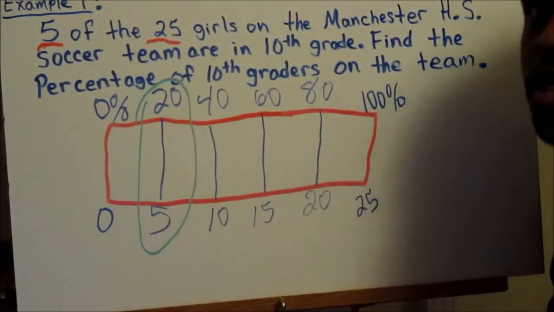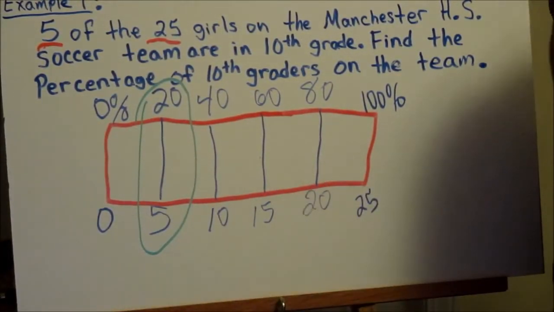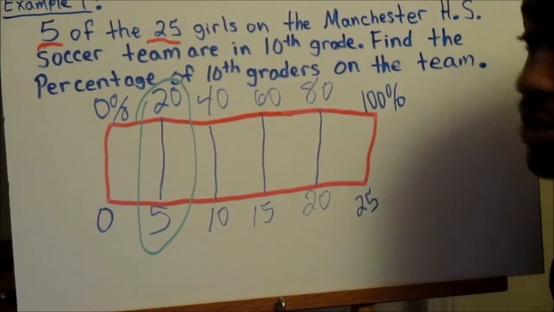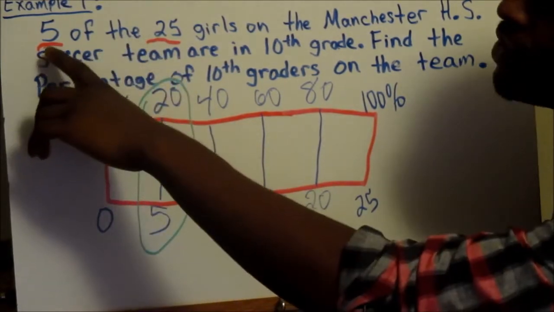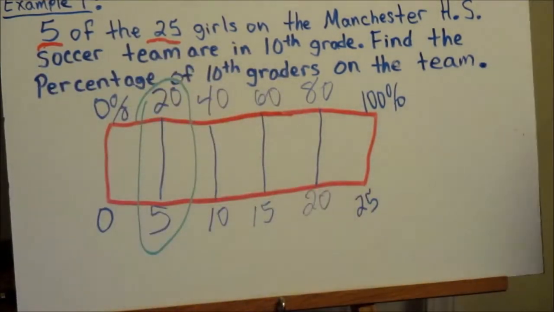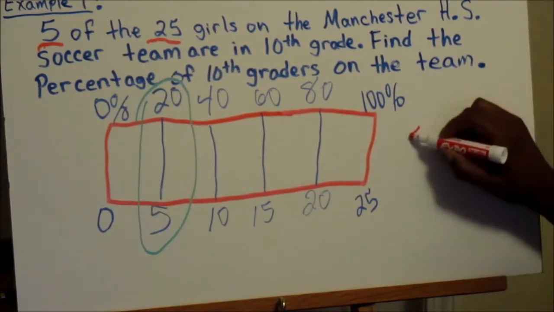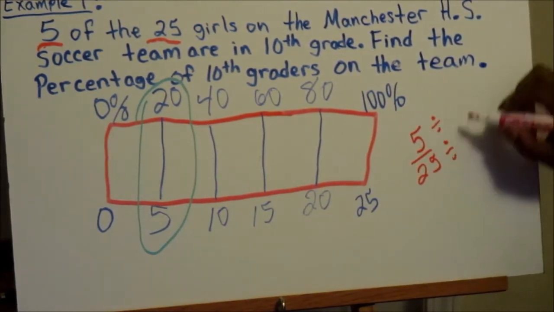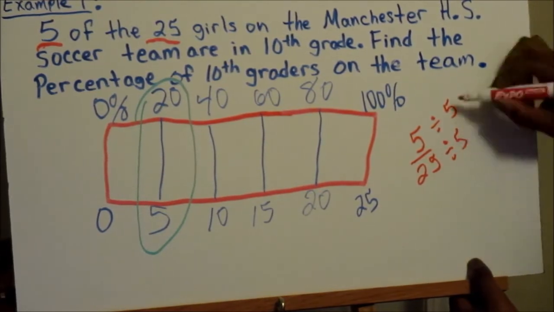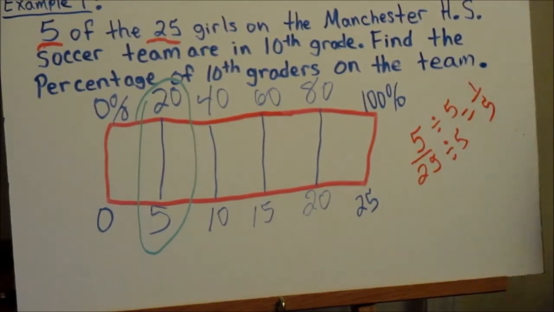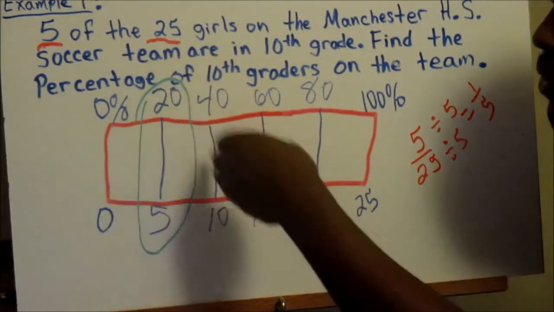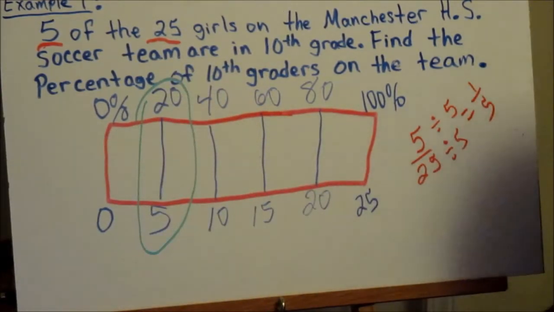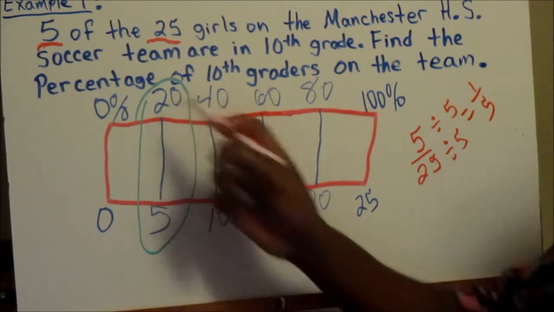I wanted to take a second to zoom in and explain why we divided our bar into 5 pieces. Well, 5 is 1/5 of 25, and we'll see that if we put 5 out of 25. If I simplify that by reducing by 5, I would get 1/5, which lets me know that I would divide my fraction bar into fifths. So that's how I knew that 5 of the girls would represent 20%.